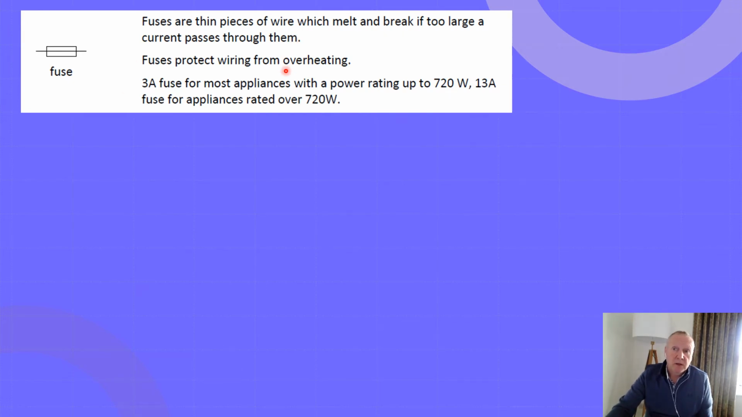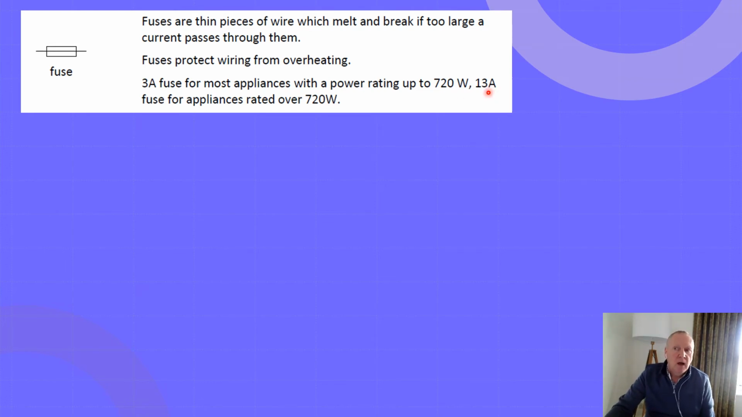Fuses, this was in last week's assignment. Not going into this in too much detail. Basically, it's a thin piece of wire which is a protective device that stops the flex from overheating, protects the wiring from going on fire. And then the general rule, which I'll just repeat again, it's a learning outcome, is that if the appliance has a power rating of up to 720 watts, so low power, then you would use a 3 amp fuse, and if the appliance is more than 720 watts, then generally you would use a 13 amp fuse.